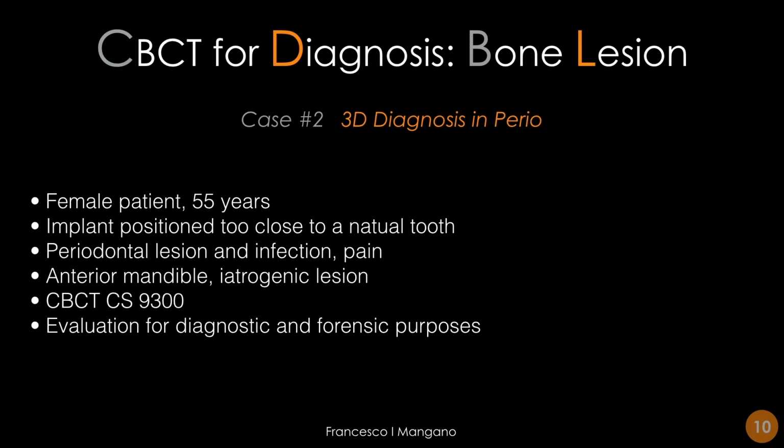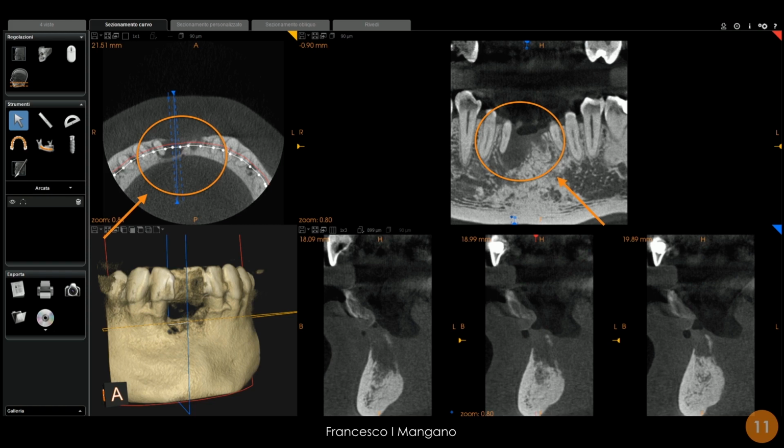This is another case for perio. We have a bone lesion. In this case, the patient came to our office because she had some problem in another office. They placed an implant in the anterior mandible, and this implant was too close to the natural teeth, and so the implant was lost, the periodontal ligament was damaged, and there was a big lesion, and the patient came with infection and pain. So we made a cone-beam computed tomography in order to evaluate the situation.